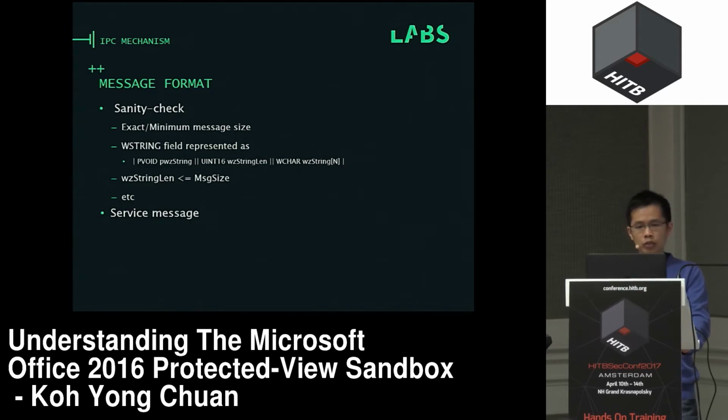So the sanity checks will include things like whether the size is correct, by comparing the message size field with the total number of bytes received. Or if the messages have a fixed message size, then they will compare it with a constant value. It also updates any string pointers. So for example, for fields that are of type wstring, there's actually a format like the pointer, length, and the character arrays.